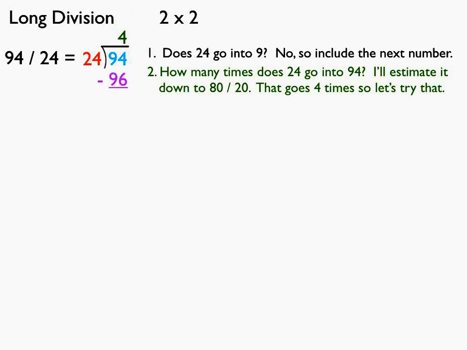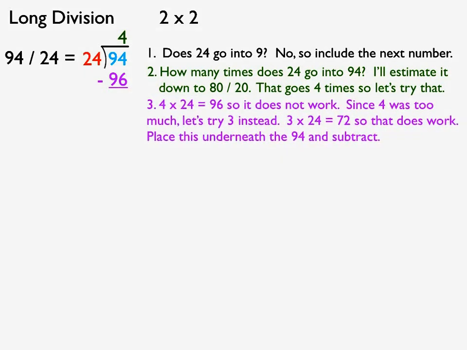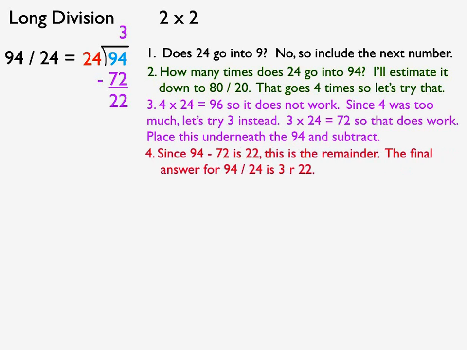So 4 times 24 gives me 96. Well, that's obviously too much, so that definitely doesn't work. So since 4 was too much, let's go ahead and try 3 instead. Now 3 times 24 is 72, so that does work. So let's go ahead and put that underneath and subtract. I end up with 22. Since 94 minus 72 is 22, that ends up being my remainder because there's nothing left to bring down. So my final answer for 94 divided by 24 is 3 remainder 22.